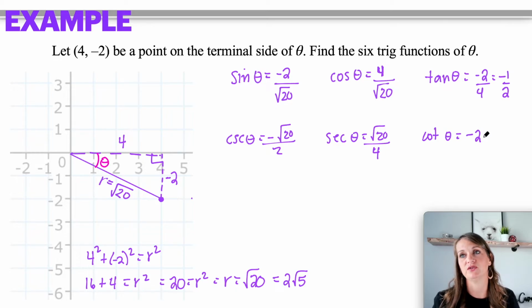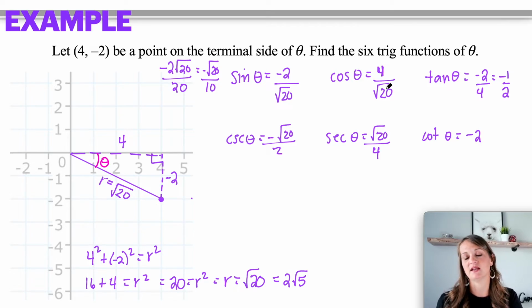So you have to multiply by the square root, basically called rationalizing the denominator. So technically you could say that this was negative, I'm going to run out of room, but sine could also be written as negative 2 square root of 20 over 20, which will reduce to negative square root of 20 over 10. Same thing with cosine. It technically would be, it would turn into the square root of 20 over 5, I believe.